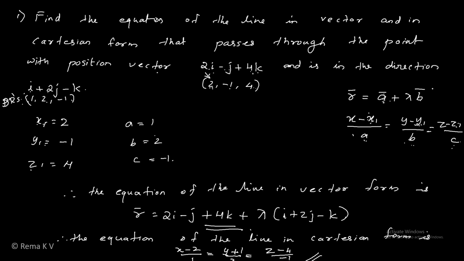The only thing you have to take care here is vector A is the position vector of the point through which the line passes, and its scalar components, that is x1, y1 and z1, are the coordinates of the point. Now vector B is a vector which is parallel to the line, and vector B is given as AI plus BJ plus CK. A, B and C are the direction ratios.